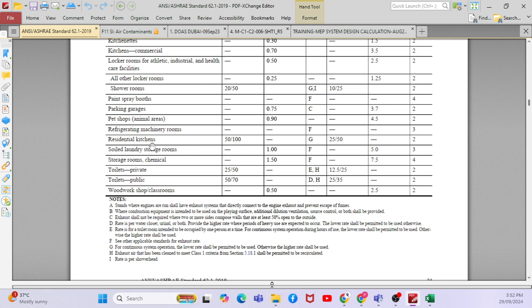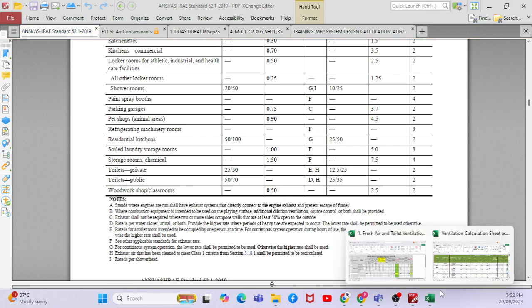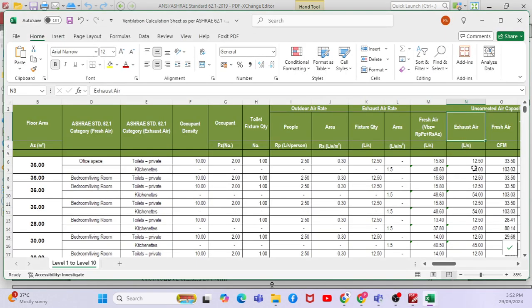So if I have a residential kitchen with an exhaust running continuously, in that case you will take 25 liter per second. Otherwise, assume that whenever I operate the kitchen, I switch on the fan, you will take 50 liter per second. That is the condition as per ASHRAE 62.1. Clear, right? So now you have a flow rate for exhaust and a flow rate for fresh air. How to calculate fresh air is based on this equation, and exhaust air you can calculate based on the fixture.